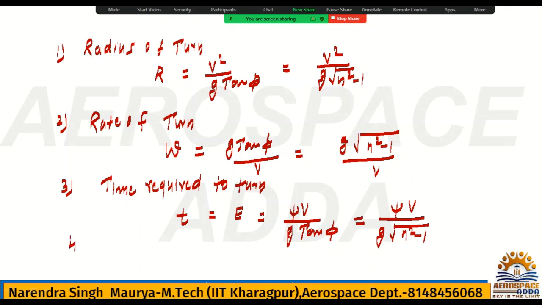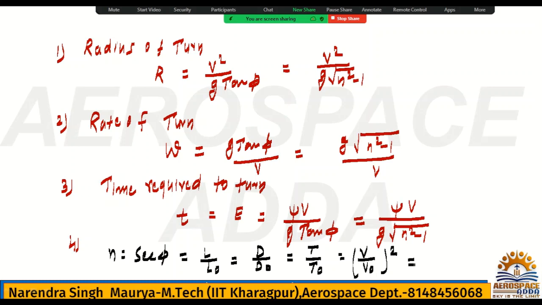And one very important relation. I must write it, this is a 1 mark question in GATE. n is equal to the load factor, which is nothing but sec phi for the turning flight, and this value was L upon L naught is equal to D upon D naught is equal to P upon P naught is equal to V upon V naught square is equal to P upon P naught to the power 2 by 3. This was the relation.